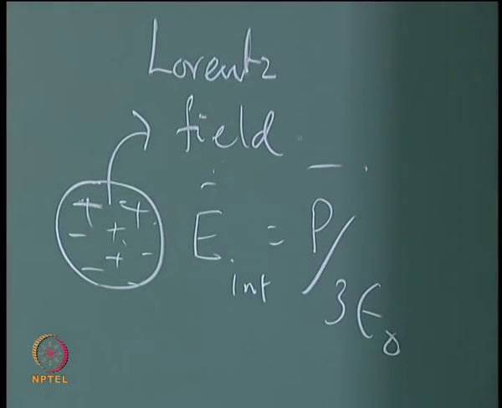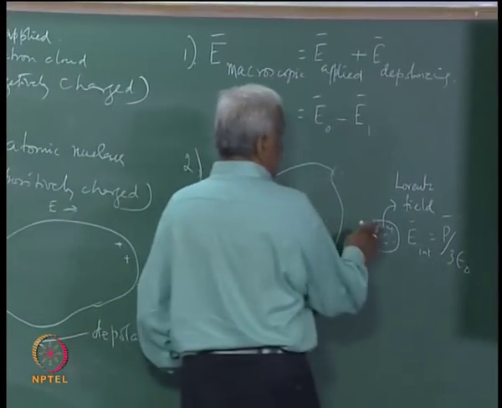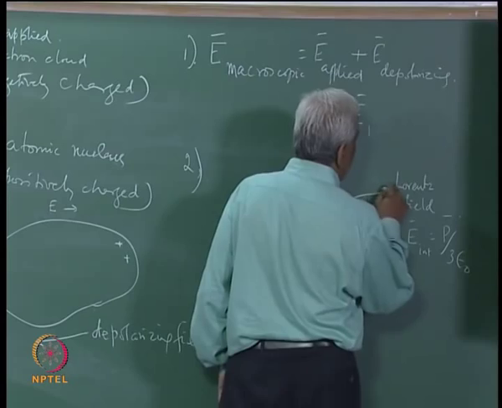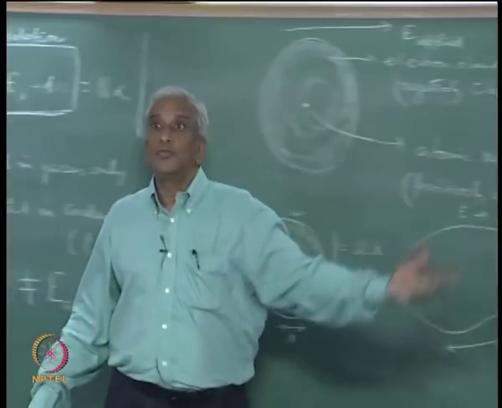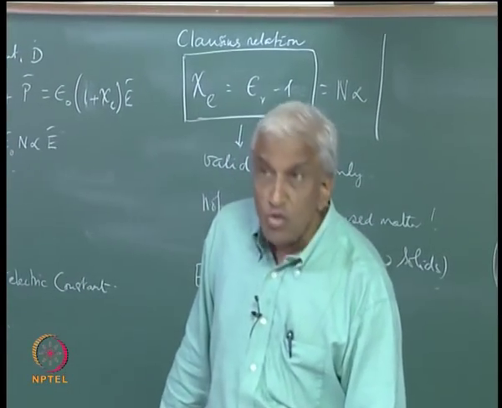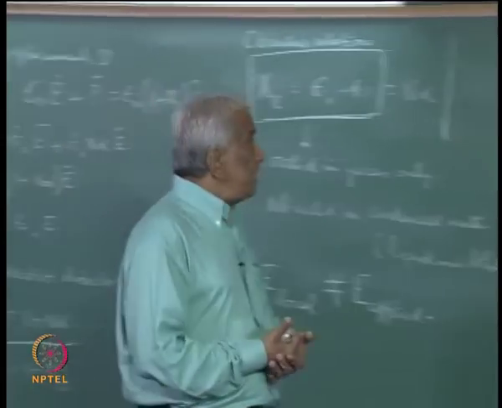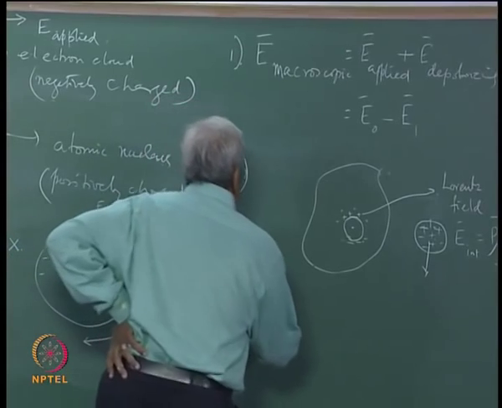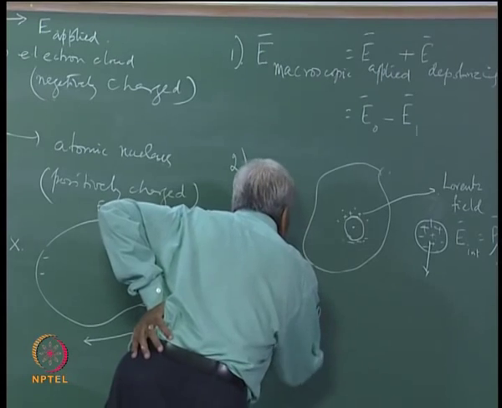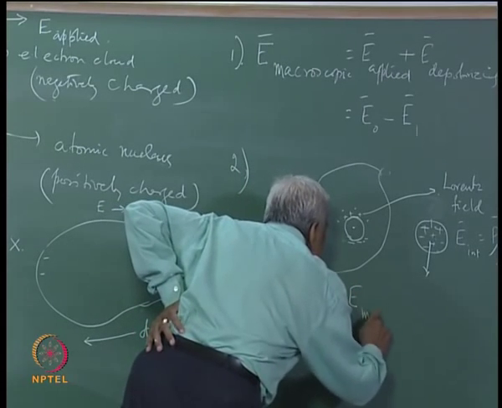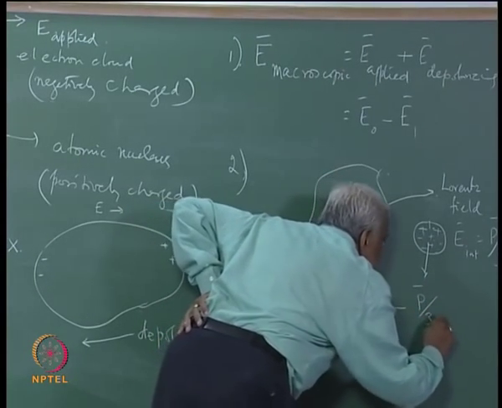And then this is due to the surface charge, and in addition this field due to the charges in the spherical cavity can be shown to be 0 for a cubic material. So, we have all these various contributions, and the local electric field is E local equals E macroscopic plus P by 3 epsilon naught.